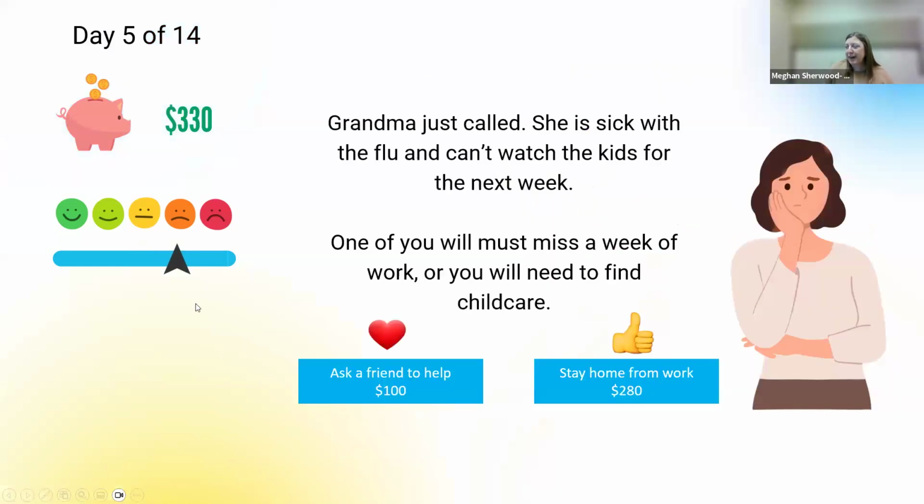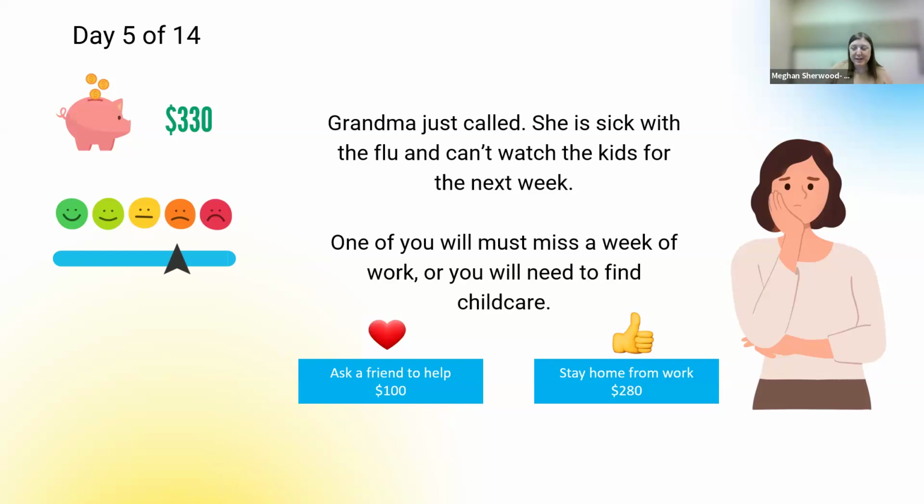Okay, we are on day 5. We had a great day, but now we did have a bad day. The next day we had something come up. Grandma just called. She's sick with the flu, and unfortunately she can't watch the children for the next week because they're school age. She primarily watches them after work. So one of the Thompsons would need to miss work or would need to find childcare.